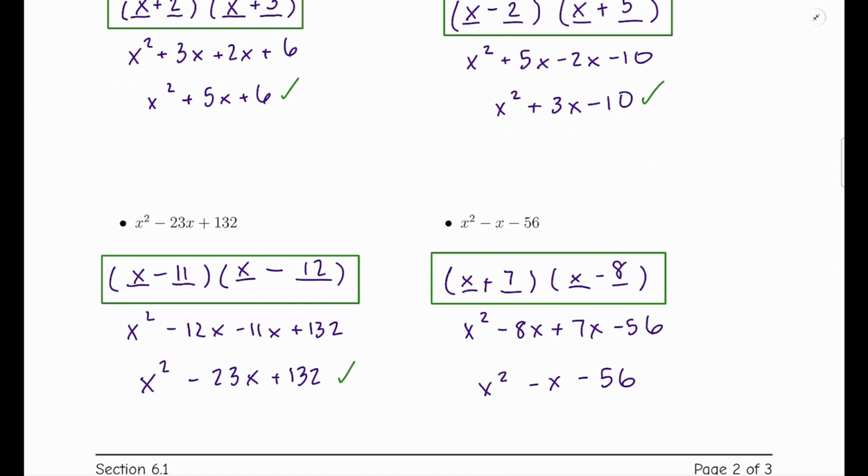One warning is that some people teach that these two terms have to multiply to the third term and add up to the middle term. When the leading coefficient is 1, that does work. When the leading coefficient is not 1, that trick does not work. So I just recommend not using it. It doesn't save you that much time, so just don't use it.